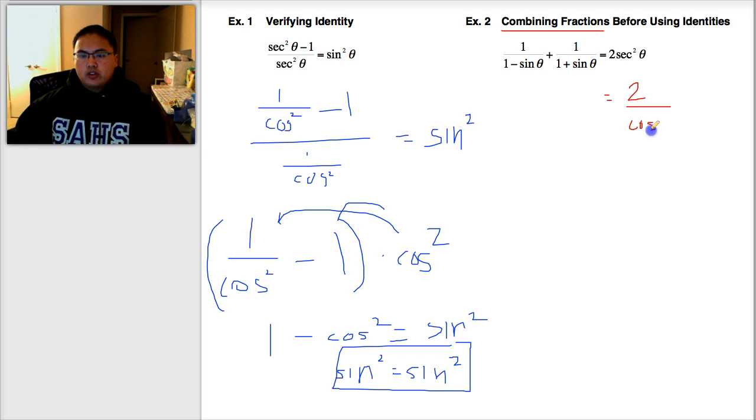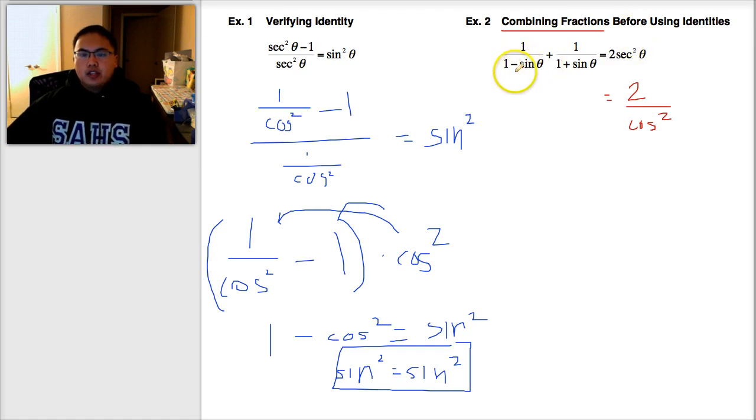Remember, it's 1 over cosine squared, so that's why it's on the bottom. Now, on this side, to give you a hint on how to solve this, anytime you have fractions, I need to combine them. That was also in the last video I showed you. So I need to combine these fractions. I need a common denominator. I can't add fractions if I don't have a common denominator.